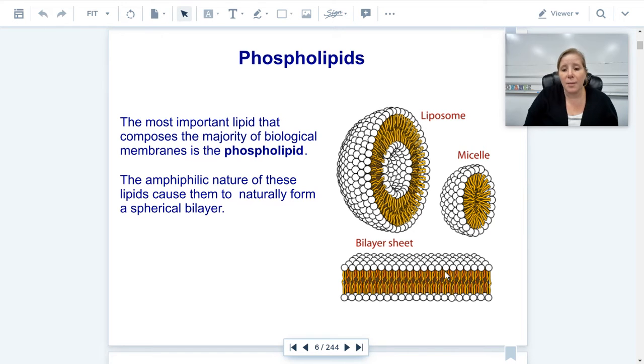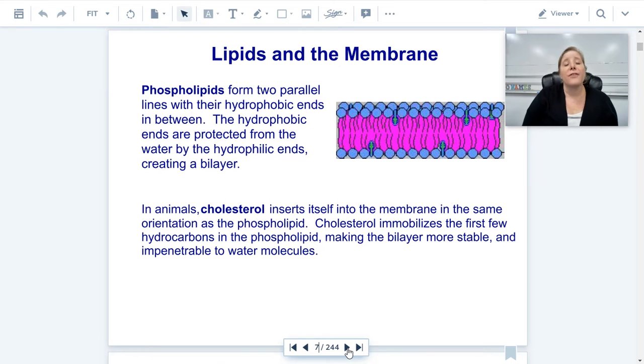They kind of started out like a micelle, and then water would want to come in and get pushed in here, and then it would push it out, and eventually you got this bilayer sheet that was protected both ways. So the phospholipid forms two parallel lines with hydrophobic ends in between. The hydrophobic ends are protected from the water by the hydrophilic ends, creating that bilayer.